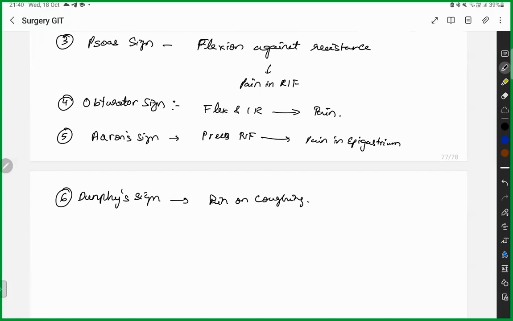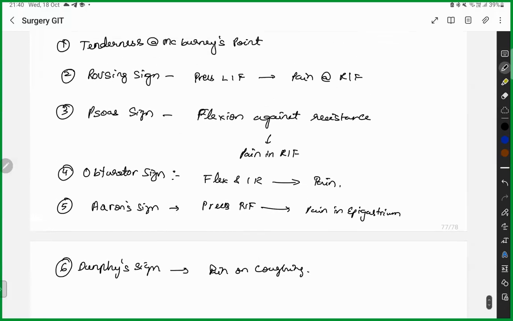Again I repeat, what are going to be the pelvic signs? Psoas sign and obturator sign. These two are going to be pelvic signs. And what is Aaron sign and what is Dunphy's sign? These two are going to be non-specific signs.